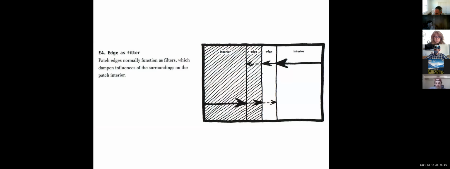Edges also serve as filters or buffers for movement of energy and materials. A wide edge or ecotone, for example, can help to dampen the negative edge effects of adjacent landscape types in the interior, right? And so this is basically just a diagram representing that those edges are going to help to act as an attenuation from the effects of one ecosystem or landscape type on an adjacent ecosystem or landscape type.